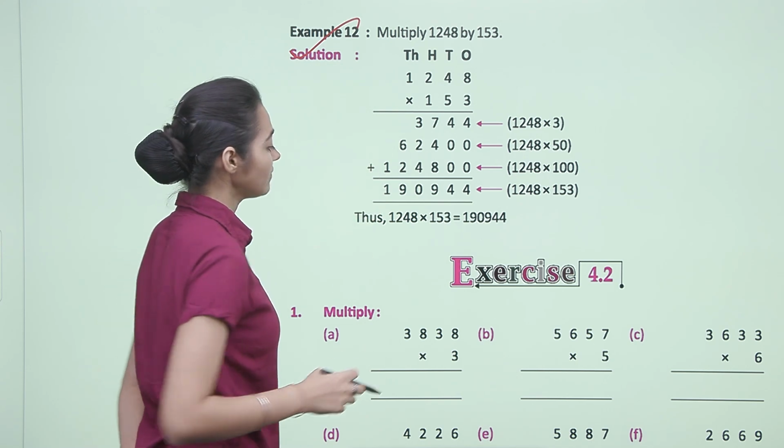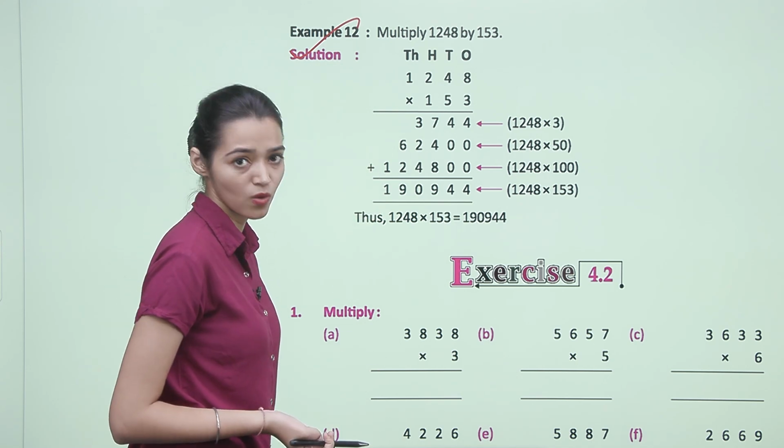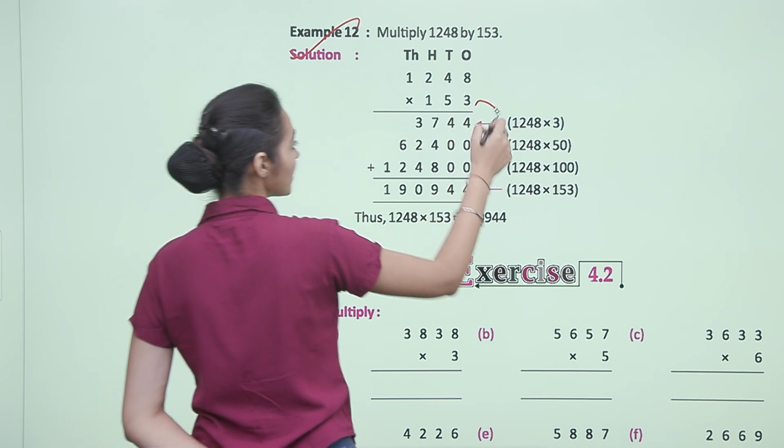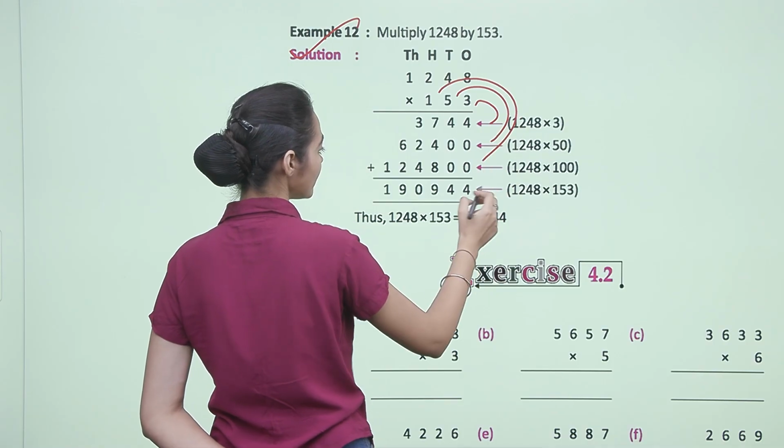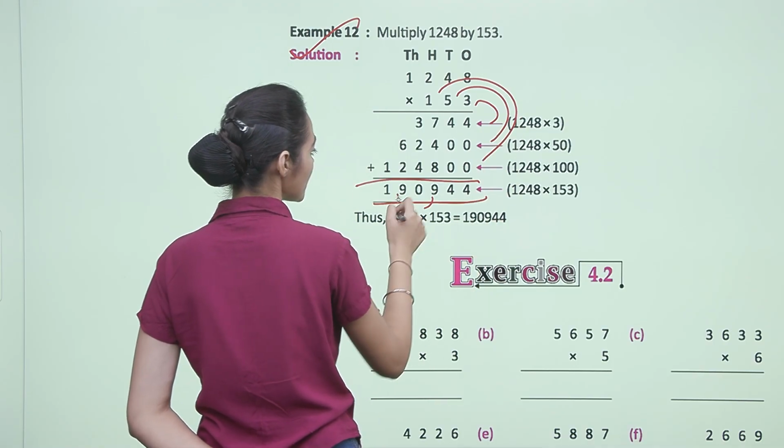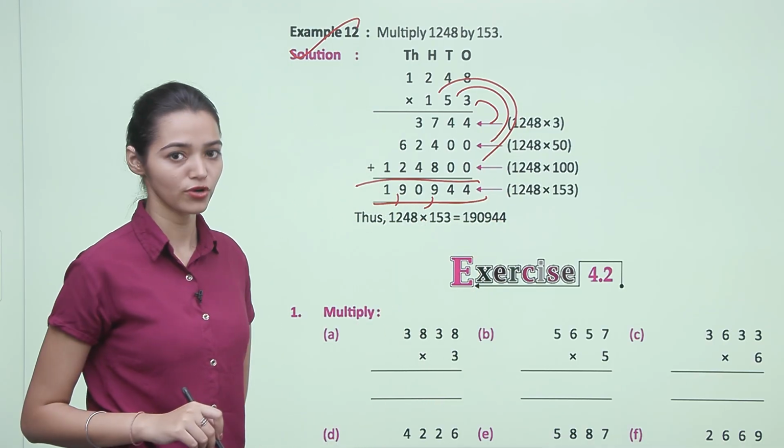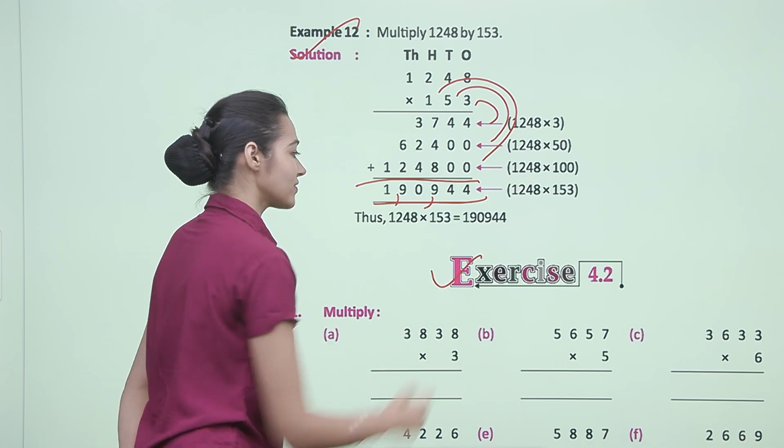Now in the next one again we have to multiply these terms by 153. Firstly we multiplied by 3, then by 50, then by 100, and after doing the sum we get 1,90,944.